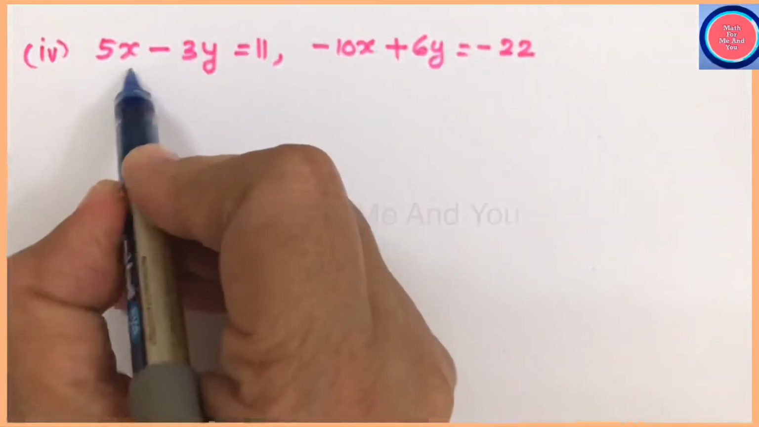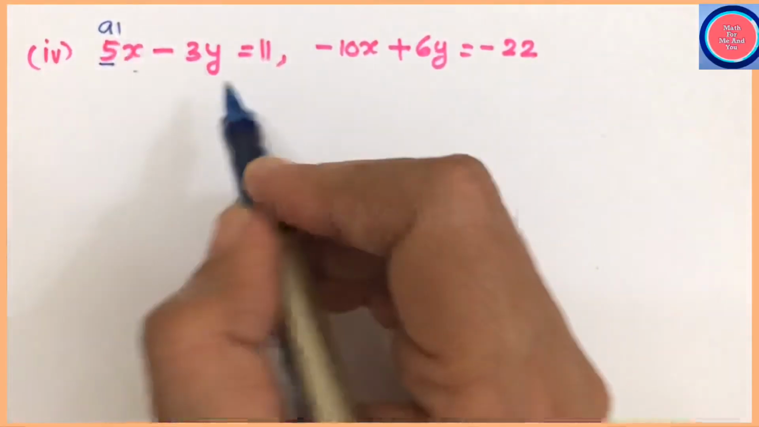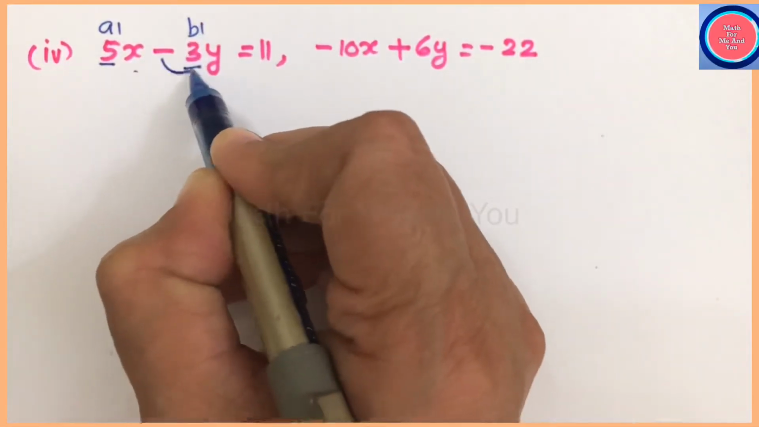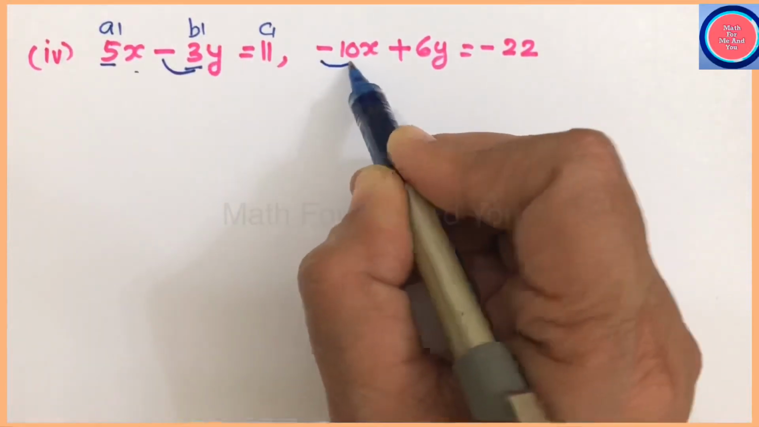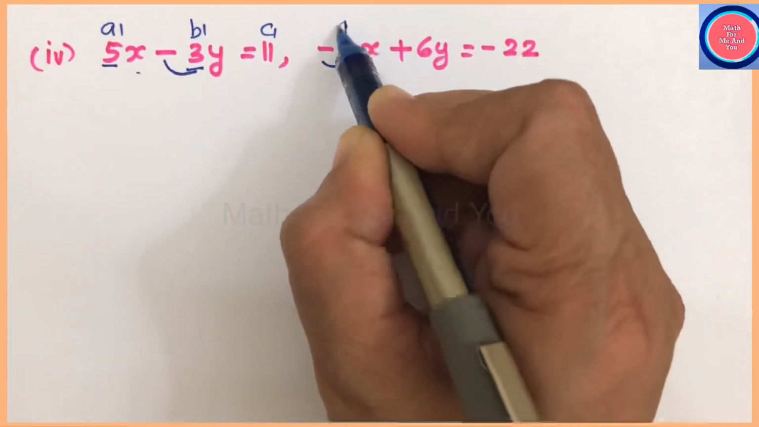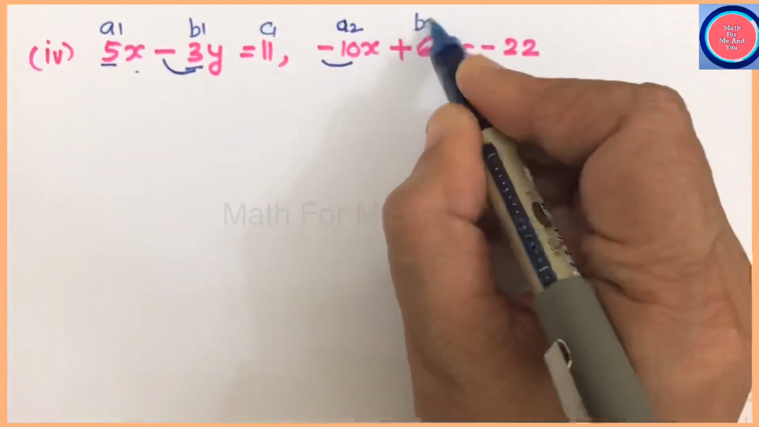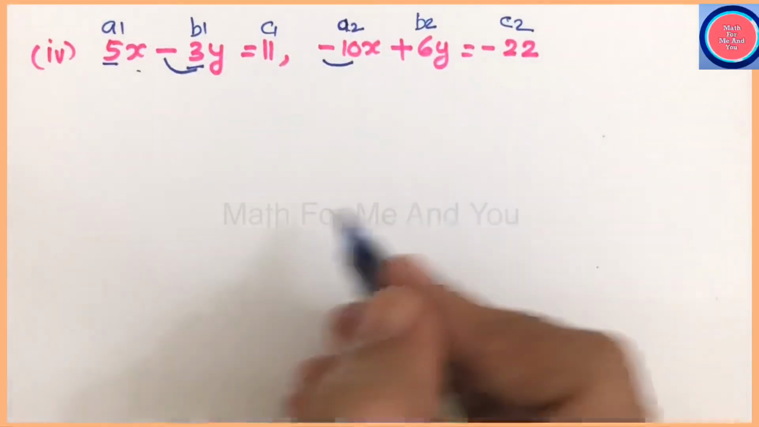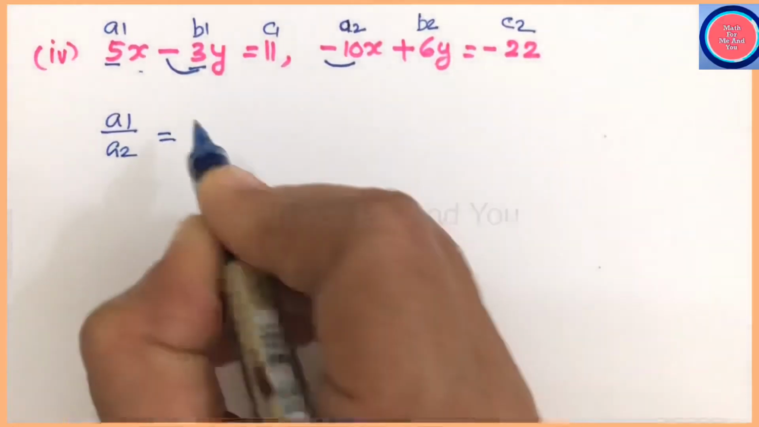Next pair, 5x minus 3y equals 11 and minus 10x plus 6y equals minus 22. Let's mark A1, B1 and C1 from the first equation and A2, B2 and C2 from the second equation as usual. While marking, we could understand A1 means coefficient of x, A2 means coefficient of x in the second equation. Similarly, B1 and B2, C1 and C2.